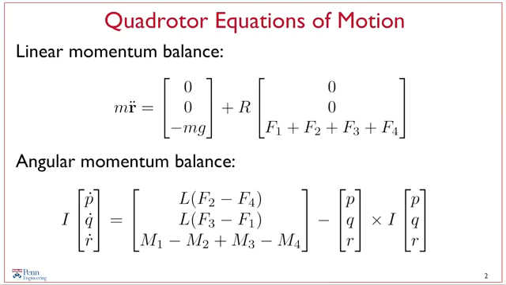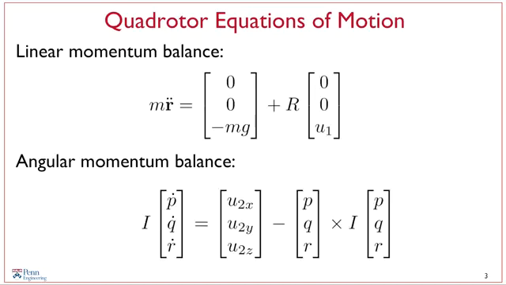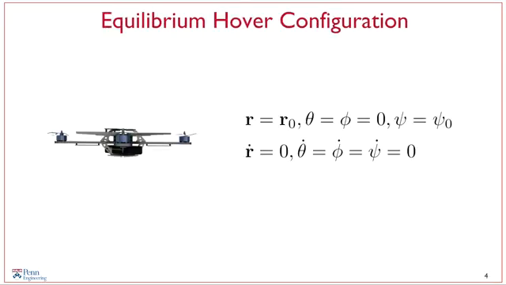We can use u1 to represent the total thrust applied, and u2 to represent the moment vector. We could then rewrite the equations of motion in terms of u1 and the components of u2. At the equilibrium hover configuration, the position and yaw angle of the quadrotor can be at some arbitrary value r0 and psi0 respectively. However, the angles theta and phi, as well as r dot, theta dot, phi dot, and psi dot, are all 0.